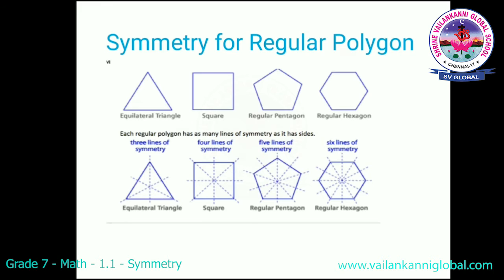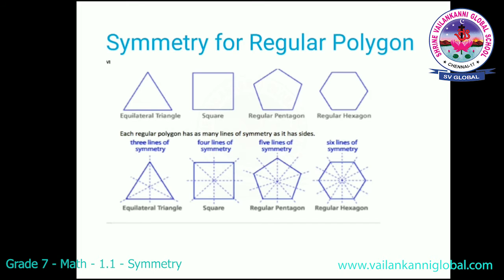Symmetry for regular polygons. So you know what a polygon is? Yes, a polygon is a closed figure made up of several line segments. There should be at least 3 line segments, that is the triangle, which is where it starts. Then the four-sided figure is the square, then pentagon, hexagon. So here we have drawn the lines of symmetry. The number of lines of symmetry is equal to the number of sides of the polygon.